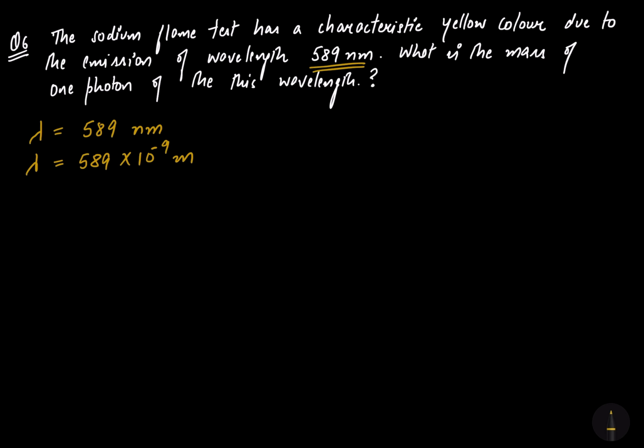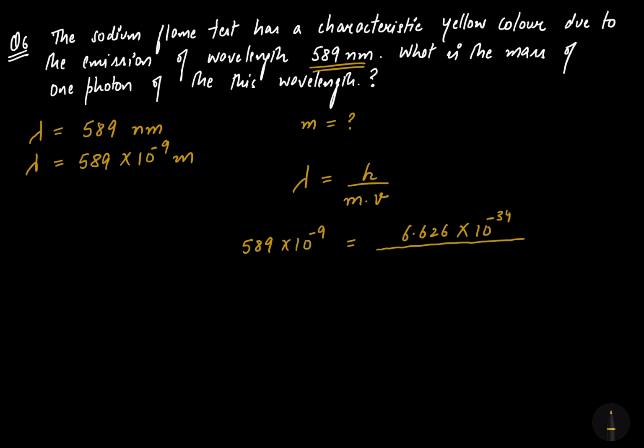Now here we have to evaluate the mass of one photon. So the formula is lambda is equal to h upon m into v. What is the value of wavelength? It's 589 into 10 to the power minus 9. It is equal to, what's the value of Planck's constant? It's 6.626 into 10 to the power minus 34 divided by, what's the mass of electron? It's 9.1 into 10 raised to power minus 31.